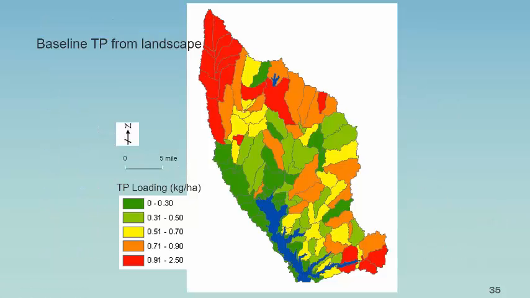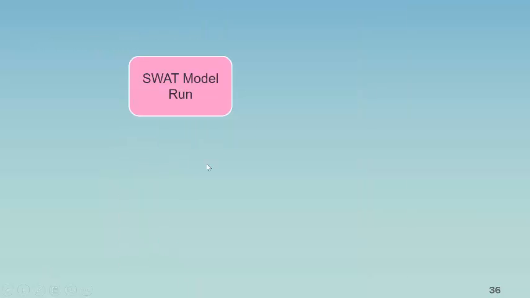So we took all this information and ran the model, and this is the baseline. When you look at the baseline, this is the total amount of phosphorus coming from the landscape. What you're seeing is a sub-basin map, and in the color scheme on the left-hand side, the legend goes from green meaning lower to red meaning higher. The units are kilograms per hectare, which are comparable to pounds per acre, if you want to keep this number in mind. And this color scheme does not change.